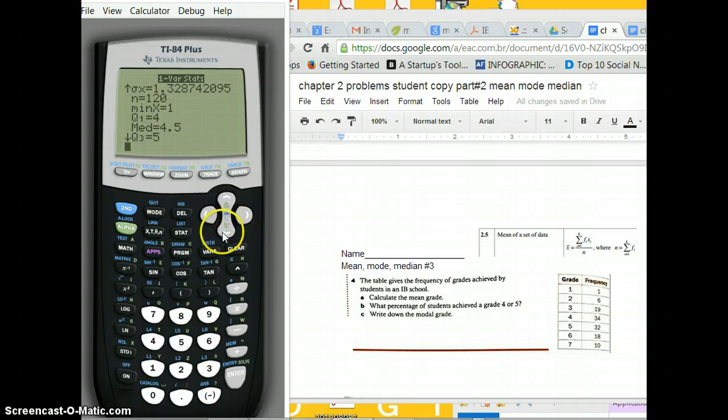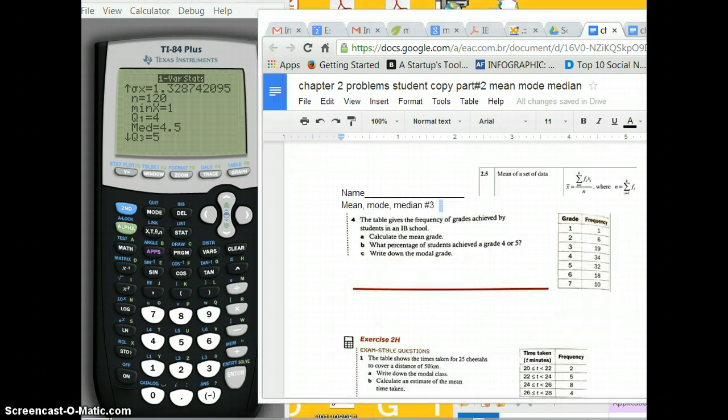Okay, so how many total people were there? Well, it adds that up too. It's the n here. There are 120 people here. And so the 60th person and the 61st person straddled 4 and 5. That's why the median ended up being 4.5. Okay? The mode, on a frequency table, is really easy to find because it's just the biggest frequency, which is 34, so the mode is 4.